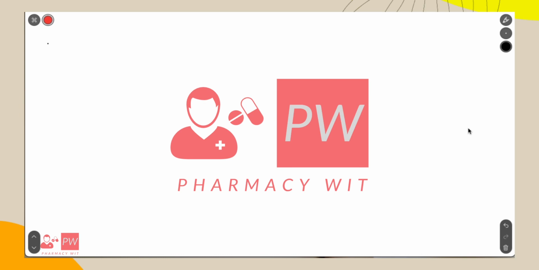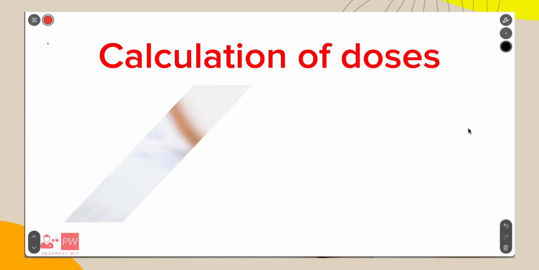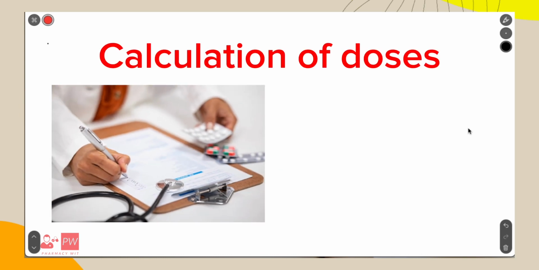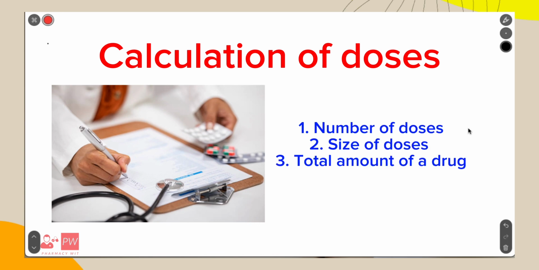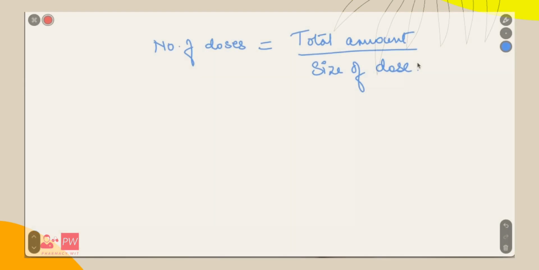So today we will discuss one equation, which is for determining the number of doses, size of doses and total amount of a drug. For the calculation of doses, the following formula is used: number of doses is equal to total amount divided by size of dose.